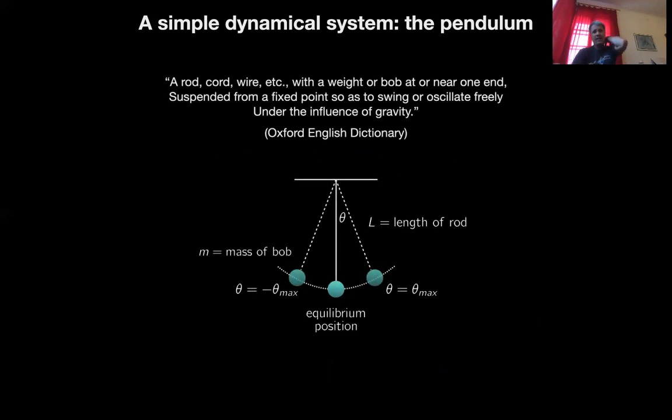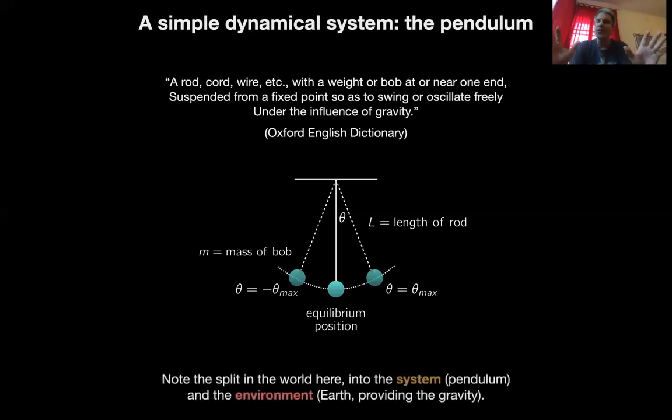And that is the linear pendulum, Galileo's pendulum. Okay, so a pendulum as a physical system, just to repeat that quickly, is a rod, cord, wire, etc., with a weight or a bob at one end. It's suspended from a fixed point so as to swing or oscillate freely under the influence of gravity. So you have here a rod, in this case in the idealized model, a stiff rod and a bob. At the end it has a certain weight and it swings around at a certain angle around its equilibrium position here in the middle, under the influence of the Earth's gravitational field.